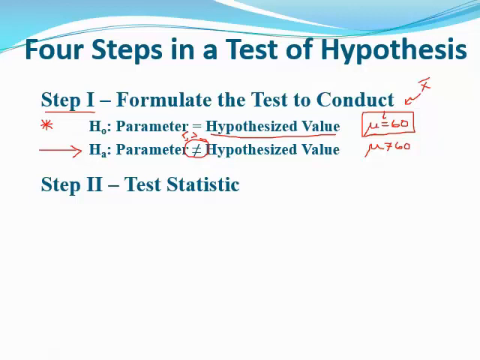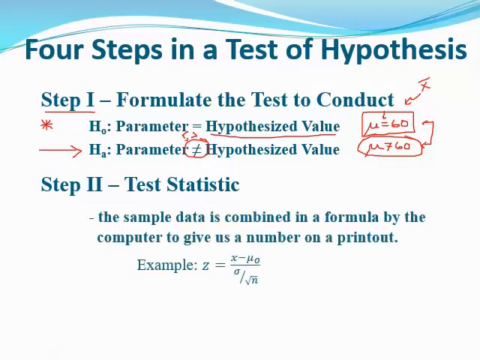The test says we're interested in comparing the null and the alternative hypotheses. We're going to assume the null is true, but we're really interested in finding out, is the alternative really true? Am I going to collect some data and reach a contradiction that's going to make me doubt that the null hypothesis is true? So the test statistic is actually the sample data. It's combined in a formula by the computer. You're never going to have to do the math here, to give us a number on a printout.